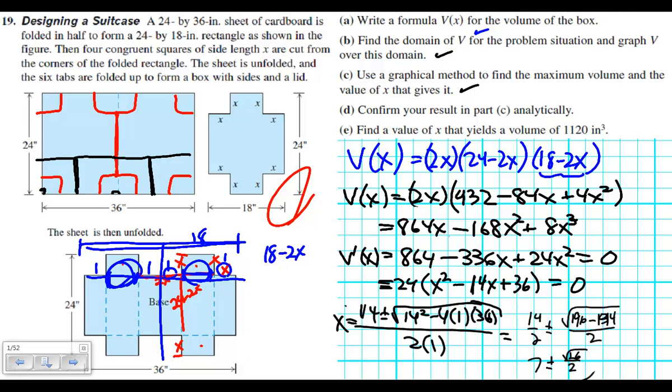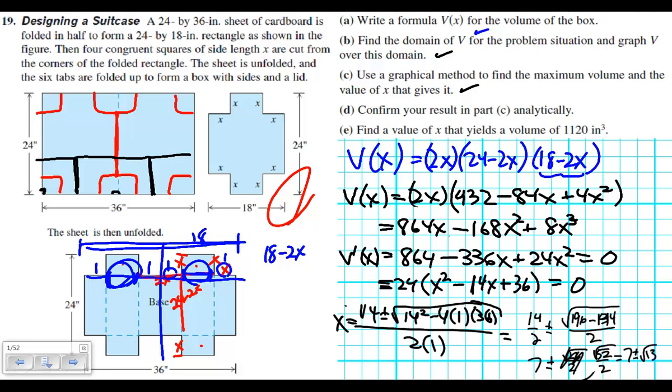So the square root of 196 minus 144. Wait, what is the number? Oh, it wouldn't be 26, it'd be 52. Okay, so this ends up being the square root of 52 over 2. 52 has a 4 in it. So you pull the 4 out, it becomes a 2, the 2's cancel, and you end up with 7 plus or minus the square root of 13.